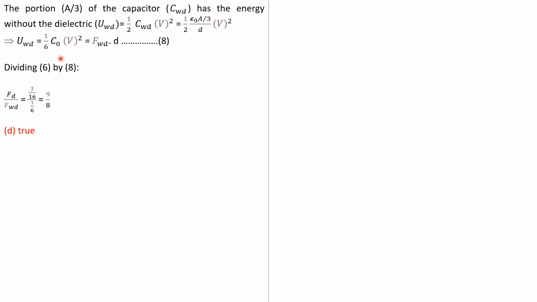So dividing equation 6 by 8, we get this much: Fd divided by Fwd is equal to 9 by 8. Fd is the force with the dielectric and Fwd is the force without the dielectric. So 9 by 8. If you see, option D is having this. So option D also is true.